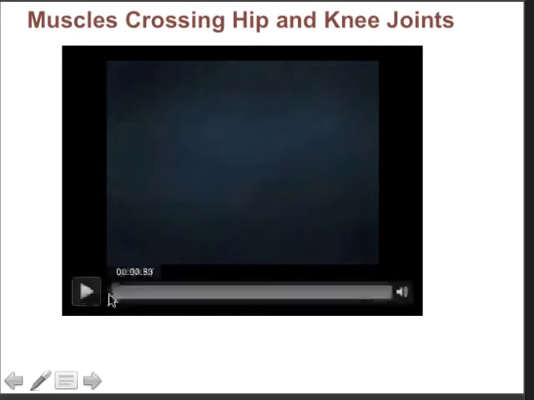Most of the posterior muscles extend the thigh and flex the leg. This is the backswing of walking. The medial muscles all adduct the thigh, so they bring it back towards midline, and all three muscle groups are enclosed by connective tissue known as the fascia lata. So let's take a look at the muscles that cross the hip and the knee joints.